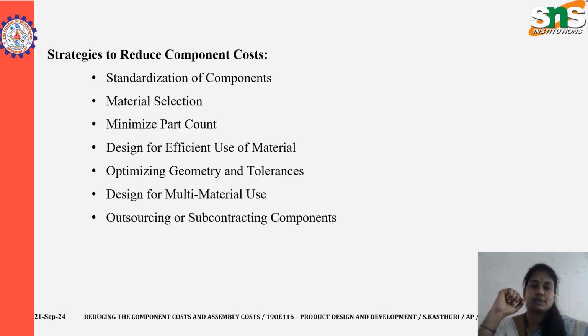The next one is design for multi-material use. Design parts that can use fewer or more common materials, thus reducing the overall cost. Multi-material designs can combine cost-effective materials where appropriate while ensuring the components function. Next is outsourcing or subcontracting the components. Outsource certain parts or components to specialized suppliers or manufacturers who can produce them more cost effectively. This reduces in-house production costs and leverages the expertise of suppliers with economies of scale.